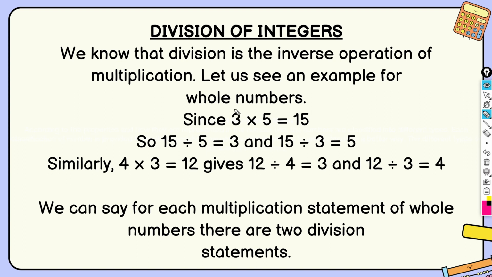For whole numbers, 3 into 5 is 15. So, 5, when we send to the right side, becomes 15 by 5, which is equal to 3. And when we send 3 to the right side, that becomes 15 by 3, which is equal to 5. Similarly, 4 into 3 is 12, which gives 12 by 4 is equal to 3, whereas 12 by 3 will give the answer 4. Thus, we can say for each multiplication statement of whole numbers, there are two division statements.